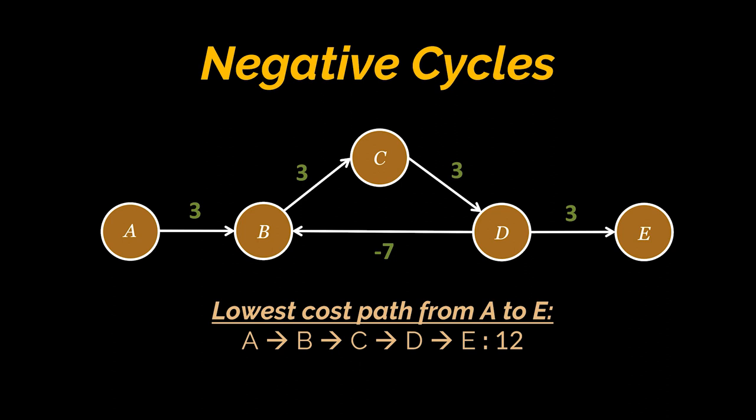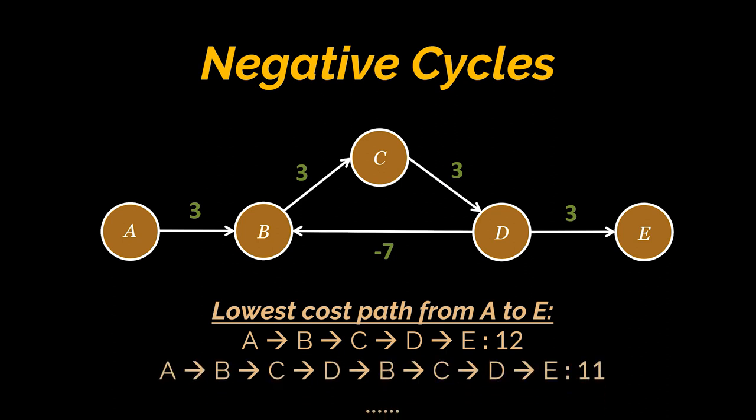The obvious path would be A, B, C, D, E with a total cost of 12. However, nothing prevents us from going back from node D to B and taking the path A, B, C, D, B, C, D, E. The total cost of this path is 11. By going through the negative cycle once, we have reduced the total cost by 1.